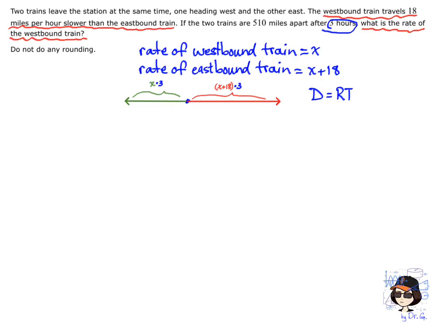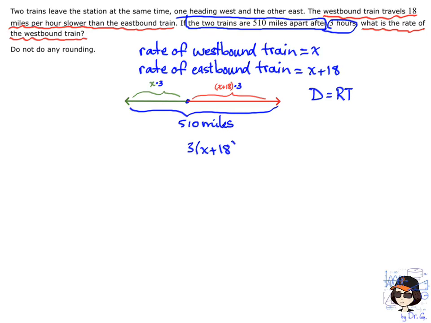So now what are we going to do with these two expressions? Well, it says in the problem that the two trains are 510 miles apart after 3 hours. So that means that if we add those two distances together, we have to get 510. So that's going to give us our equation. So we can now write down 3 times (x plus 18) plus 3 times x is equal to 510. And now I'm going to distribute the 3. I get 3x plus 54 plus 3x equals 510.